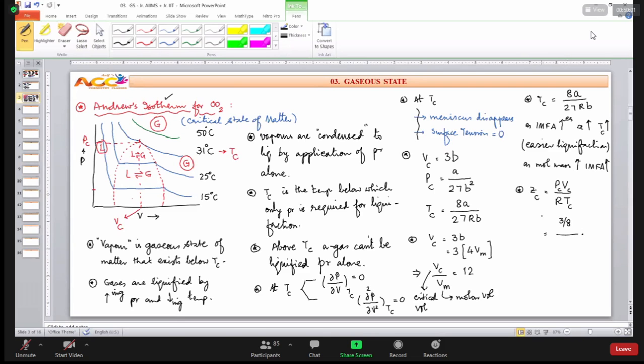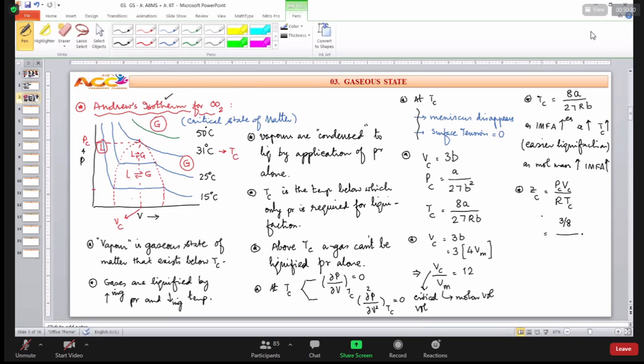Just wait a minute. Last sentence. Listen, wait a minute. ZC is equal to 3 by 8. And remember that when you are saying 3 by 8, you do not have A value here. You don't have B value. It is a constant. इसका मतलब क्या हुआ? ZC should be same for all gases. Are you able to understand? ZC is a number. Number does not depend upon nature. Therefore, the conclusion of this discussion is ZC is independent and Z is same for all gases.